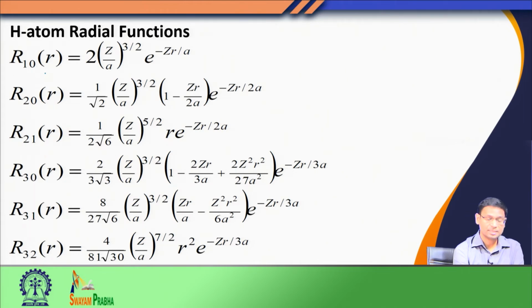So, this we have already seen, R10, which is some constant multiplied by an exponentially decaying function, where this decay is over minus Zr by a. Look at 2s, I have a polynomial of first order, and at how many places will this function become 0? Of course, you know that this will become 0 at one value of r.